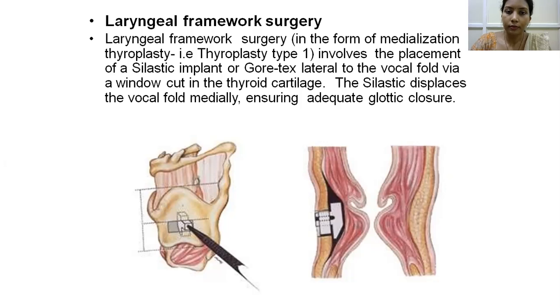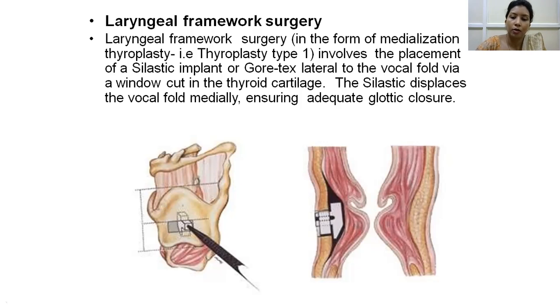So here in the unilateral recurrent laryngeal nerve paralysis, we need a medialization of the cord. So we use a type 1 thyroplasty, which is called a medialization thyroplasty. What happens is you make an incision on the thyroid cartilage, create an incision on its perichondrium, elevate the perichondrium, create a window in the ala of the thyroid cartilage, and you push in a silastic or a vortex implant.